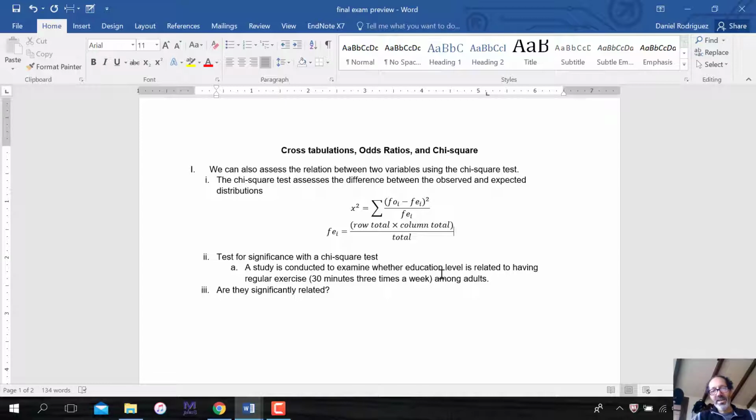It's like half of the normal distribution, because there's no negative chi-square, it's all positive. Anyway, so there's no one or two tail test when it comes to chi-square, because it's only one tail. All right, so let's look at this example.